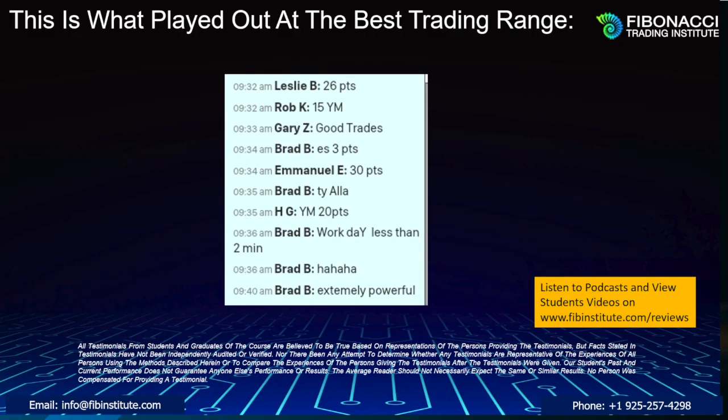So on the best trading range on February 12th, Alpha Fibonacci traders were done within 2 minutes of market open. Les 26 points, Rob 15, Gary supporting each other, Brett 3 points on S&P, Emmanuel 30 points, Jean 20, and Brett joking. Workday less than 2 minutes. Extremely powerful. Bullish trend inception.